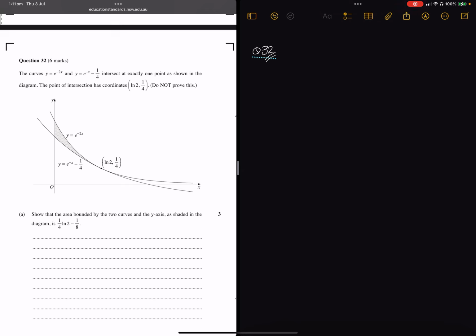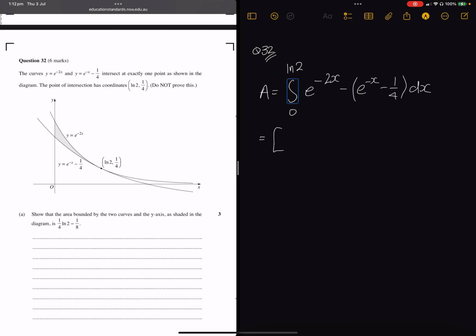So the bigger curve between the y-axis and the point of intersection is y equals e to the minus 2x. So we're going to do this as an integral. The area is going to correspond to the integral between 0 and the x coordinate of the intersection, which is log 2, of e to the minus 2x minus the lower curve, which will be e to the minus x minus 1/4. And this is all integrated with respect to x.